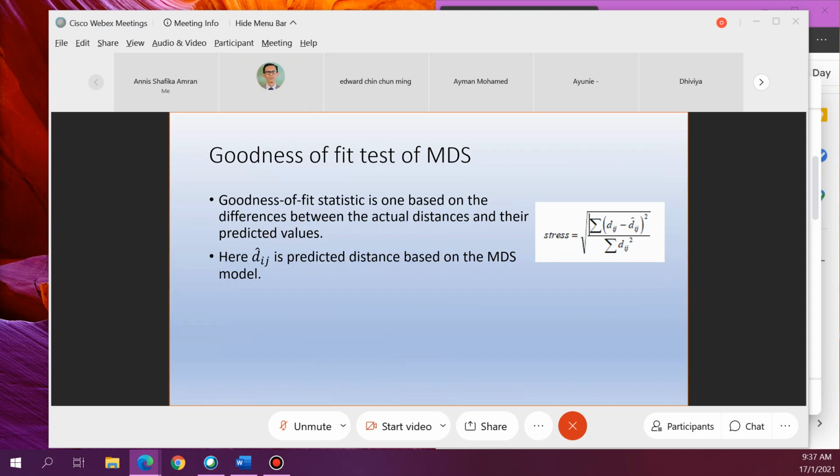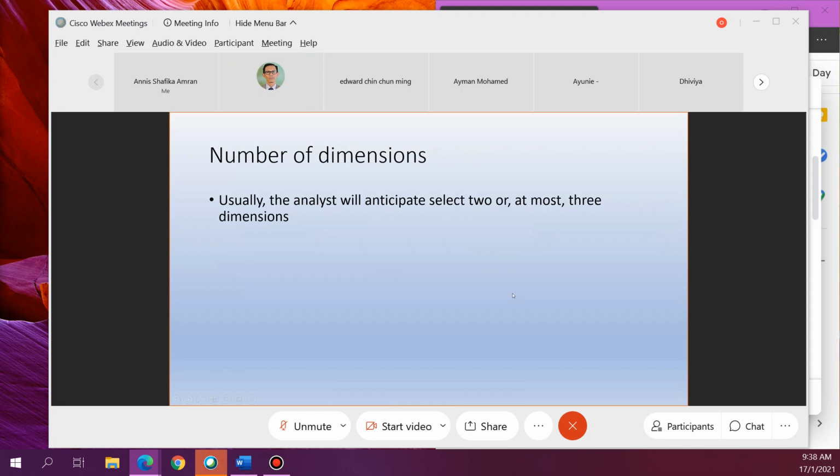So how do you test if the analysis is good? You can do a goodness of fit test for multidimensional scaling. This is where D_ij hat is the predicted distance, and D is the observed distance. If the differences between these distances are bigger, then you have more stress. It means that it's getting more and more difficult if the distance between the observed and the predicted are larger.